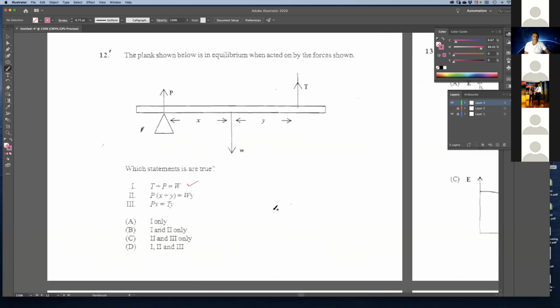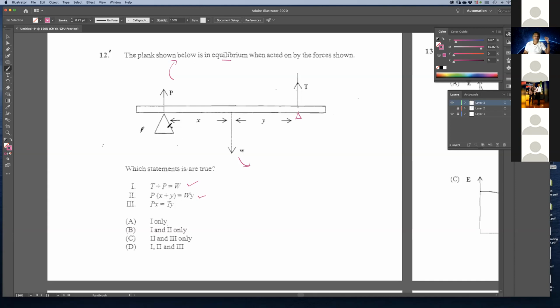All right, back here. P into X plus Y. If I took moments about here, then P into X plus Y will be clockwise moments, and W by Y will be anti-clockwise. And since we're talking about equilibrium, this is true.